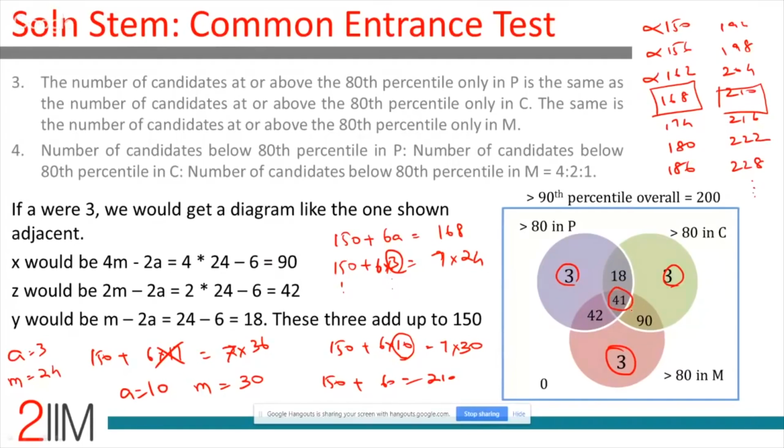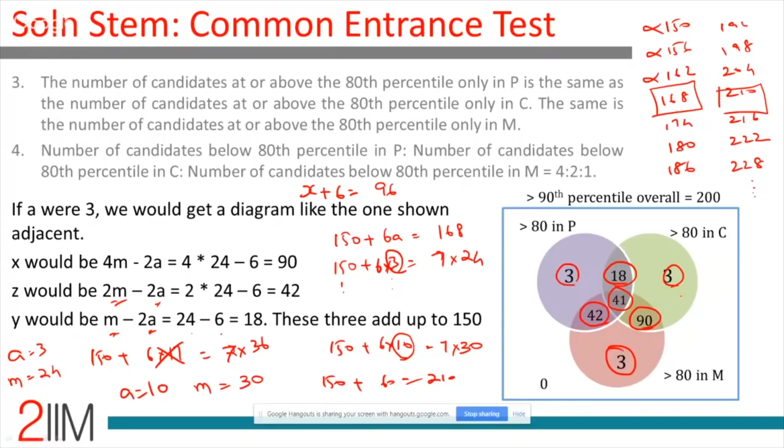Wonderful. I have x plus 2a is 4m, so x plus 6 is 4m, or 96, 24 into 4, so x is 90 here. Z plus 2a is 2m, so z is 2m minus 2a, which is 48 minus 6, 42. Y is m minus 2a, 24 minus 6, which is 18.